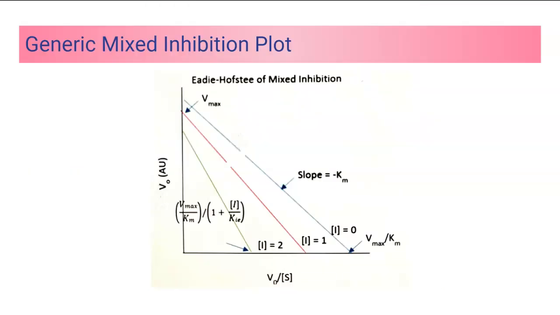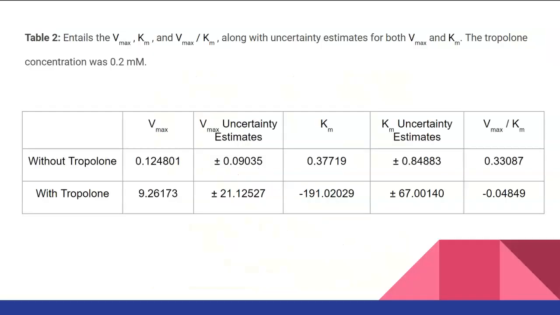This is how it should look for a mixed inhibitor, which tyrosinase is. And this is our data based off that. So the Vmax without the inhibitor was 0.1248. With the inhibitor it was 9.26. And there's our range, the Km values.